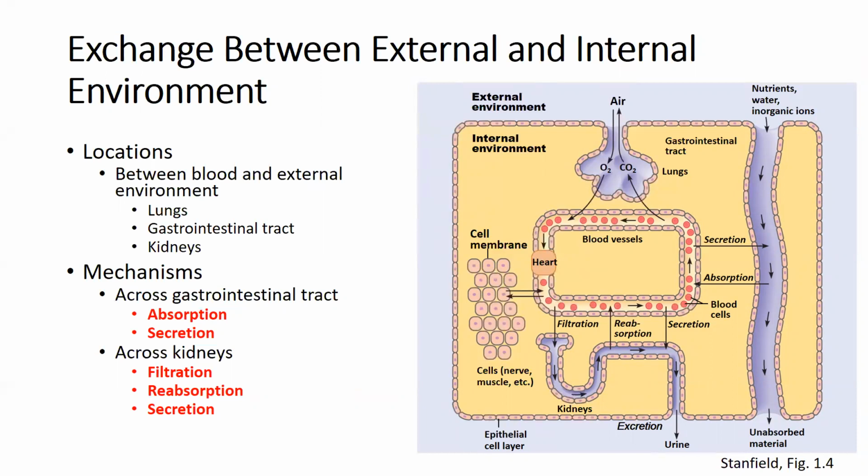Secretion is going to be the opposite. We're going to eliminate things that we do not want. Right? In the case of the lower intestines at the gut, we can eliminate some excess water there. Right? And that's a form of secretion. Secretion also happens in the kidneys, where we fine-tune some of those electrolyte levels in the blood. Across the kidneys, there's filtration, reabsorption, and then again, secretion.